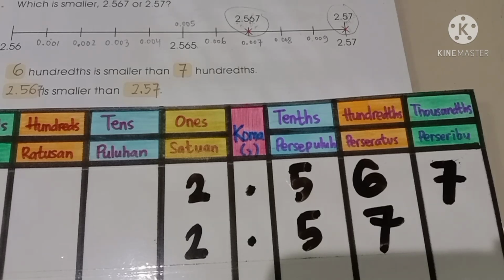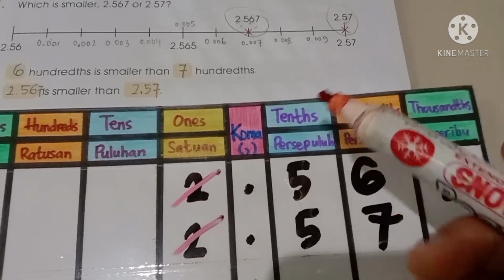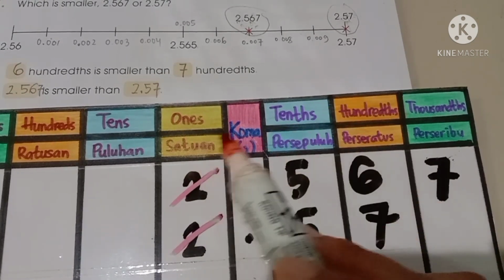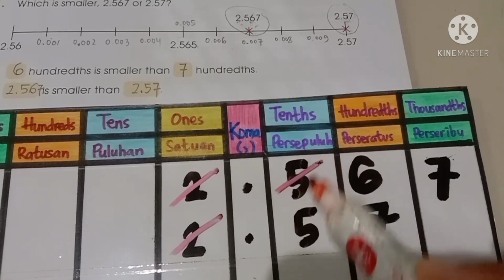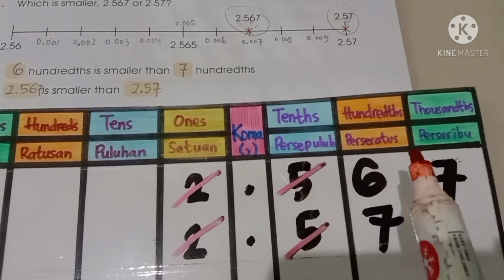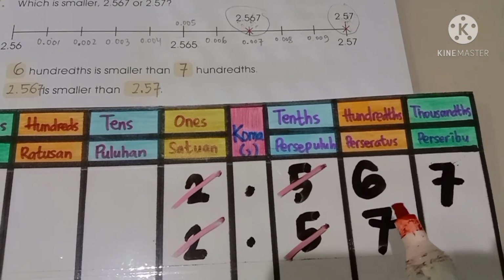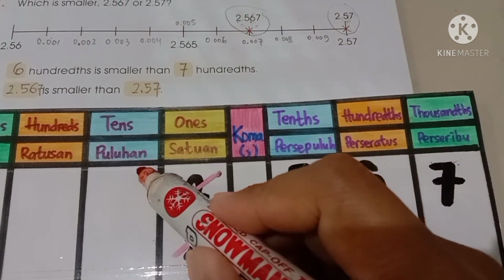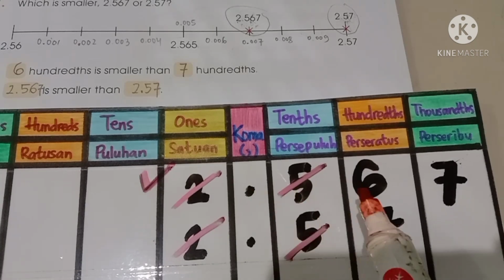you see that the numbers from ones, 2 and 2, are equal, right? Now move to the right at the tens place, 5 and 5 are equal. So we move to the hundreds place, 6 and 7. Which one is the smaller? 6. So I put a tick here that tells that 2.567 is the smaller. Right?